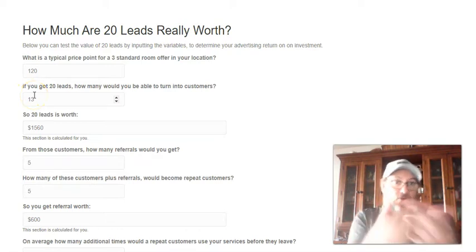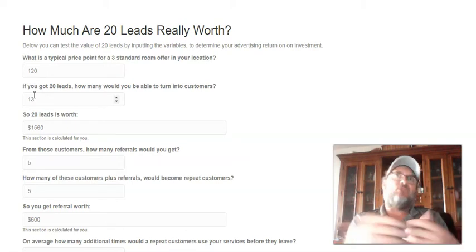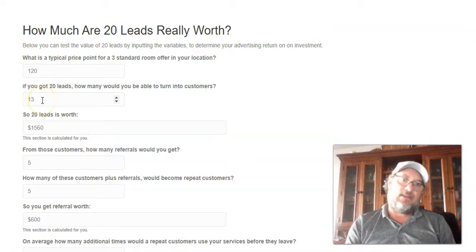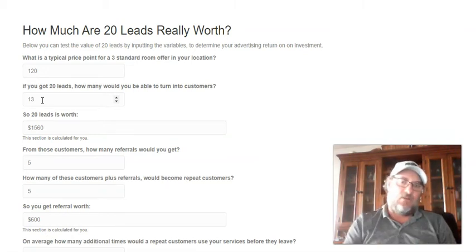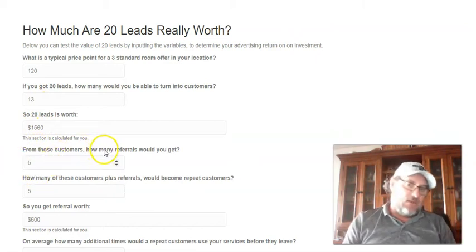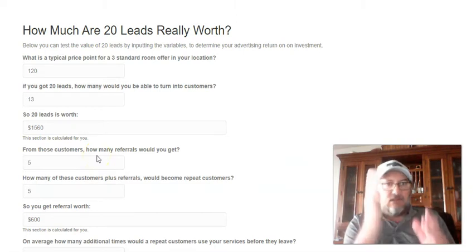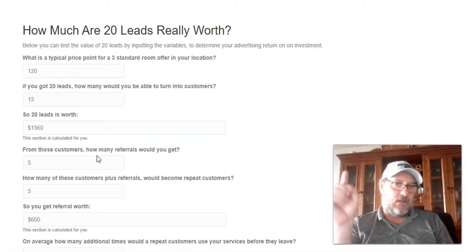Now, if I got you, as an example, 20 leads, how many could you convert to sales? On average, people tell me about, say, 15, but let's just go with 13 because we want to be a little bit conservative here. So if I get you 20 leads as an example and you convert 13 to customers at $120 each, that's $1,560 there. And you can come to this page and toggle all this yourself. The URL is carpetlaunch.com/lead-value-calculator.